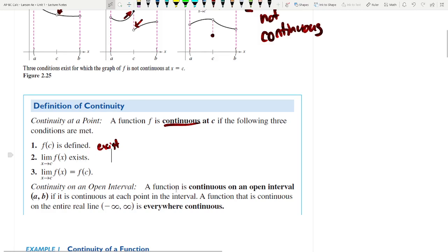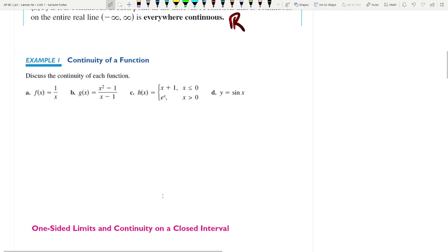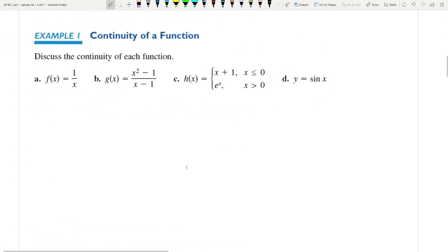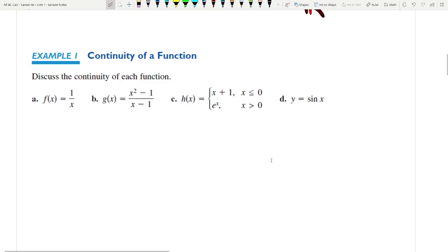You can also have continuity on an open interval, and that's where you have these properties fulfilled everywhere on that open interval. And if you have it for everything on your real line from negative infinity to positive infinity, that's all the real numbers, then your function is everywhere continuous. So let's try this. Pause the video, discuss the continuity of each function. We have 1 over x, we have x squared minus 1 over x minus 1, and this piecewise function, and also good old sine. Pause the video, think about the continuity of each of these.